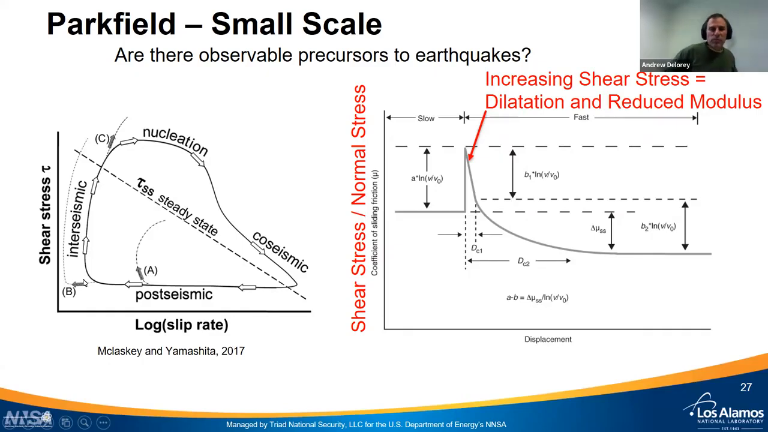In the case of what we saw at the SAFOD site, we saw an increasing shear stress, dilation and reduced modulus right up here in this part of the cycle just before nucleation. So this is probably far in the future, but these are the kinds of things we know that we can measure in the lab, and we'd like to be able to measure in the Earth.